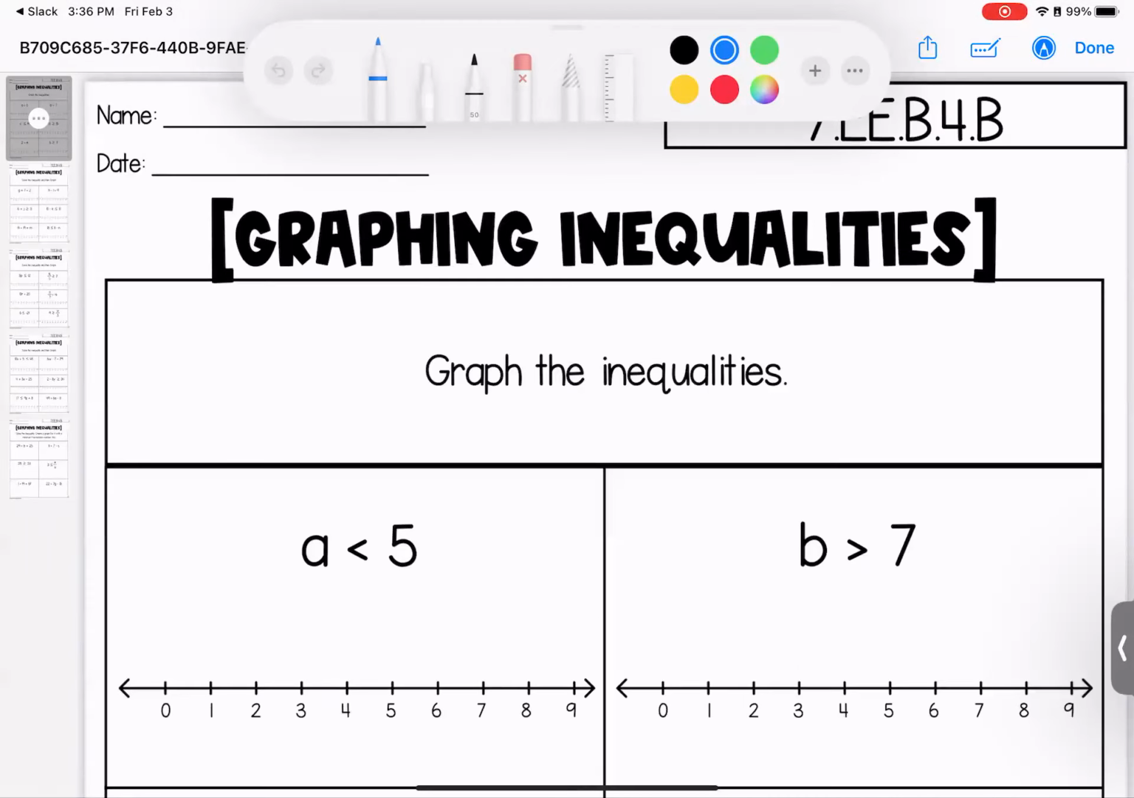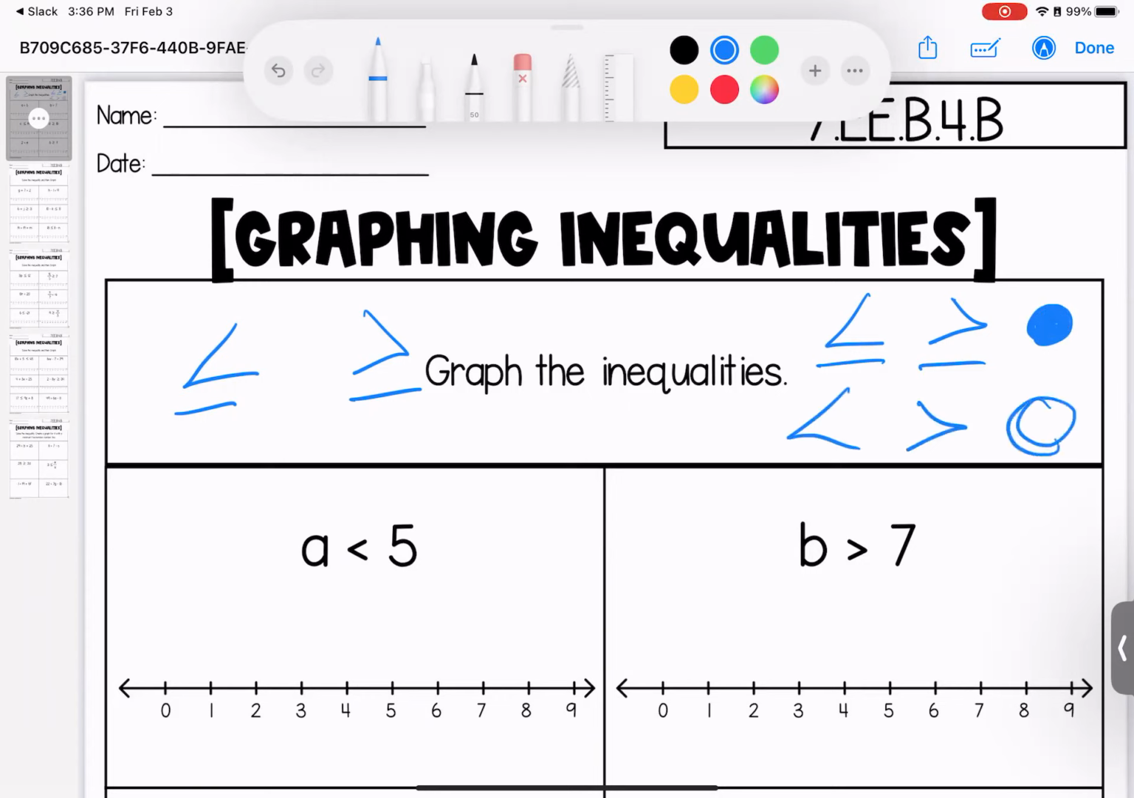So we have greater than and less than, right? We can also add equal to, and we have to remember how to fill in our dots. If we are greater than or less than and include the equal to, our dot is going to be filled in. That tells me that the number my circle is at is included. If I don't have that line underneath, meaning is equal to, my dot stays open because that number is not included.